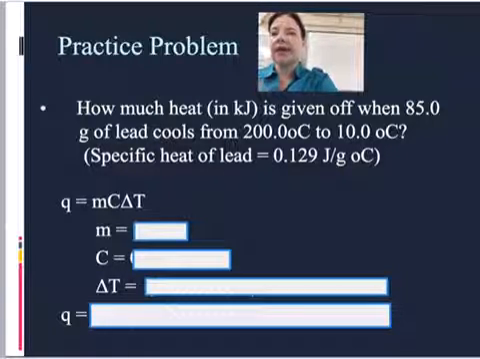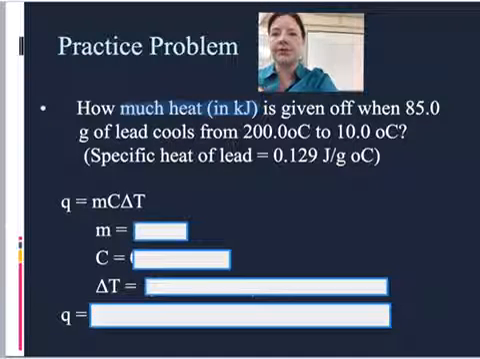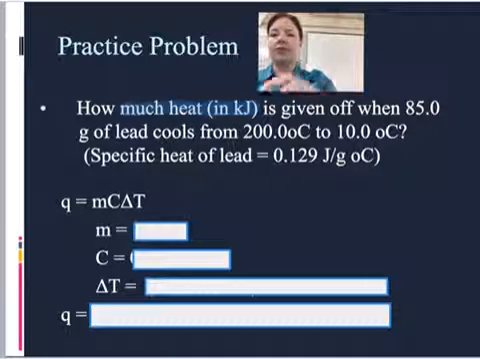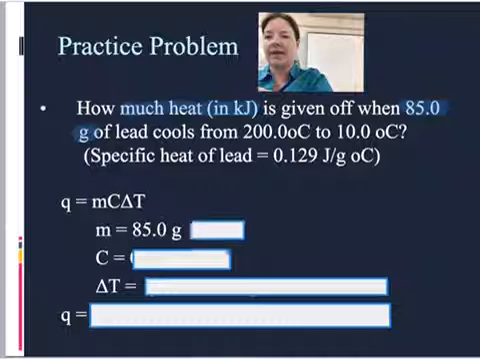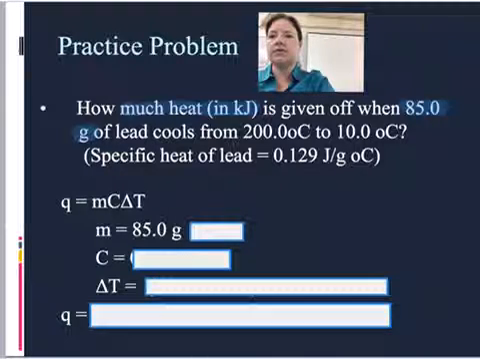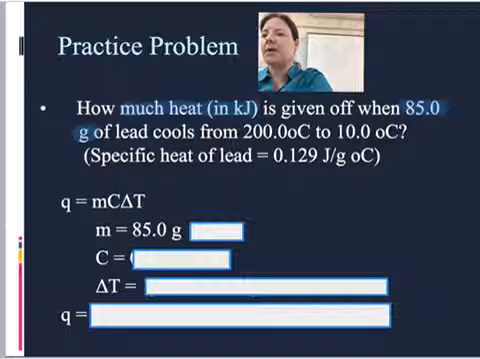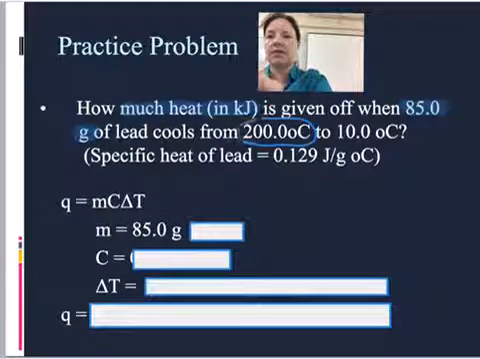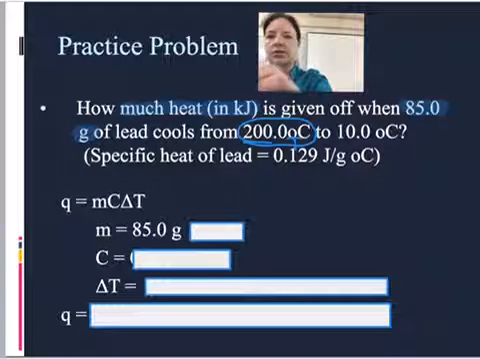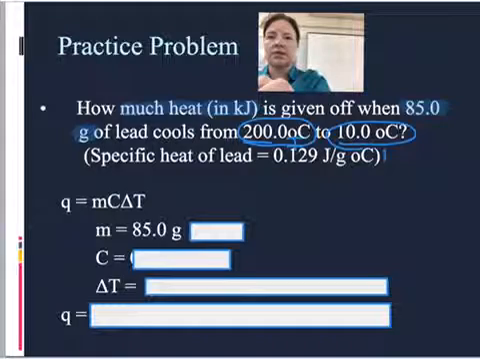Again, it says how much heat, and is asking us in kilojoules, so we'll talk about that in a second, is given off when 85 grams of lead, so there's our mass of 85 grams. It cools from 200 to 10 degrees Celsius. So keep in mind that our initial temperature is going to be this. It's starting at that, so that's your initial. Your final temperature is 10 degrees Celsius, so that's your final.